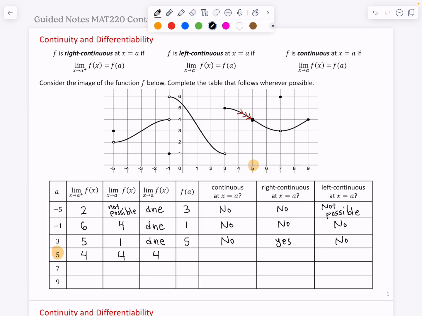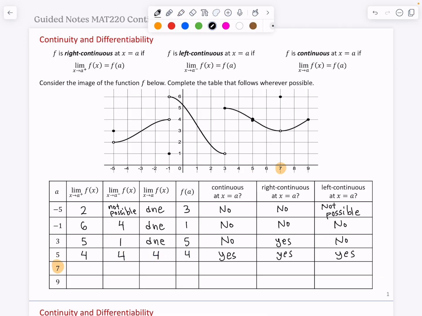And when you plug 5 into this function, you get an output of 4. So the two-sided limit and the function value match. So the function is continuous at x equals 5, which visually means that you can draw through that point without needing to lift your pencil. If a function is continuous at an x value, it will also be right and left continuous there, because the two-sided limit needs to match both of the one-sided limits, which match the y-coordinate.